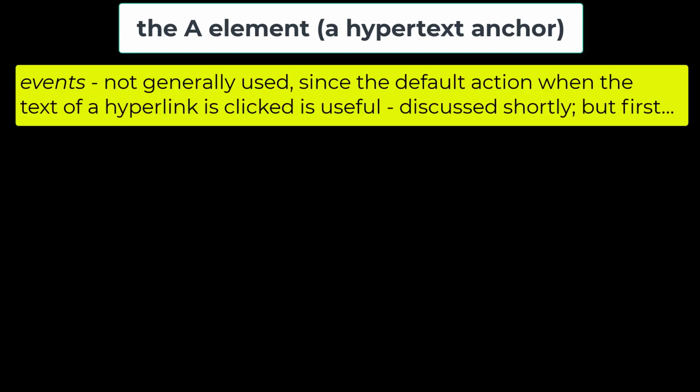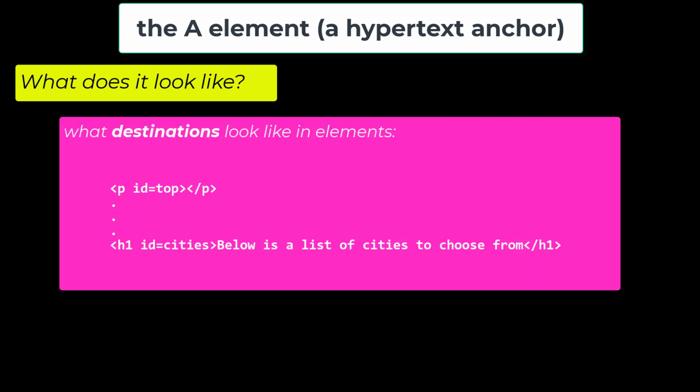As with global attributes, the use of any standard event handlers is so rare it's not worth discussing. Instead, we look at the default action on clicking the text of a hyperlink, discussed shortly, but first, what does it look like? Here we demonstrate what destinations look like in elements. Top is now a possible destination. Note, this is an empty paragraph used as a placeholder. It is not visible. Cities is now the name of a destination in this page.